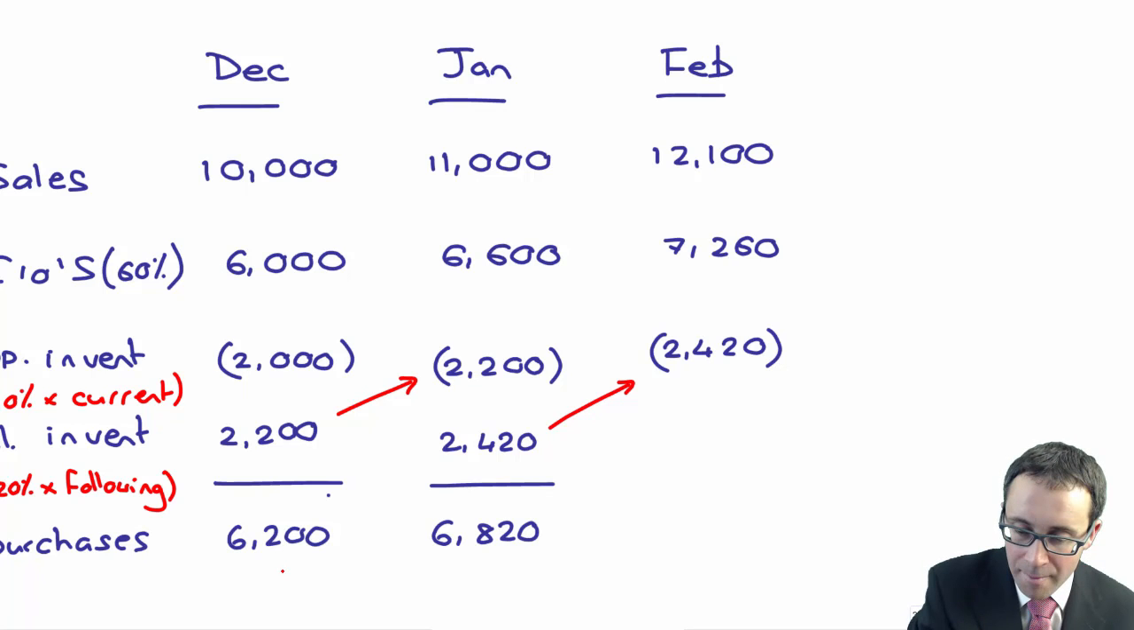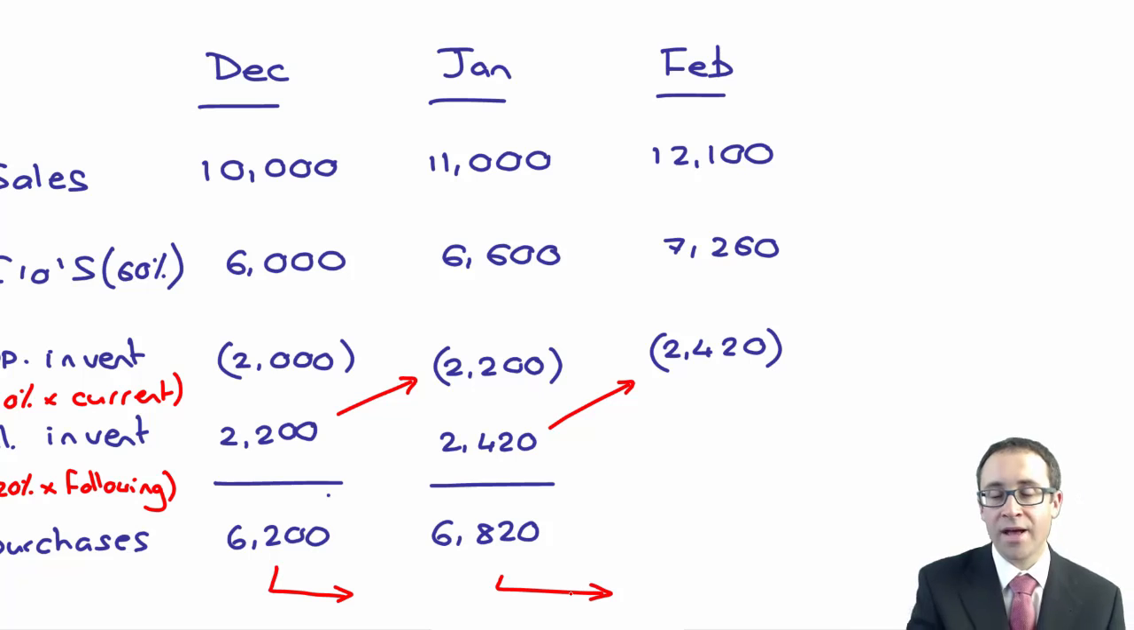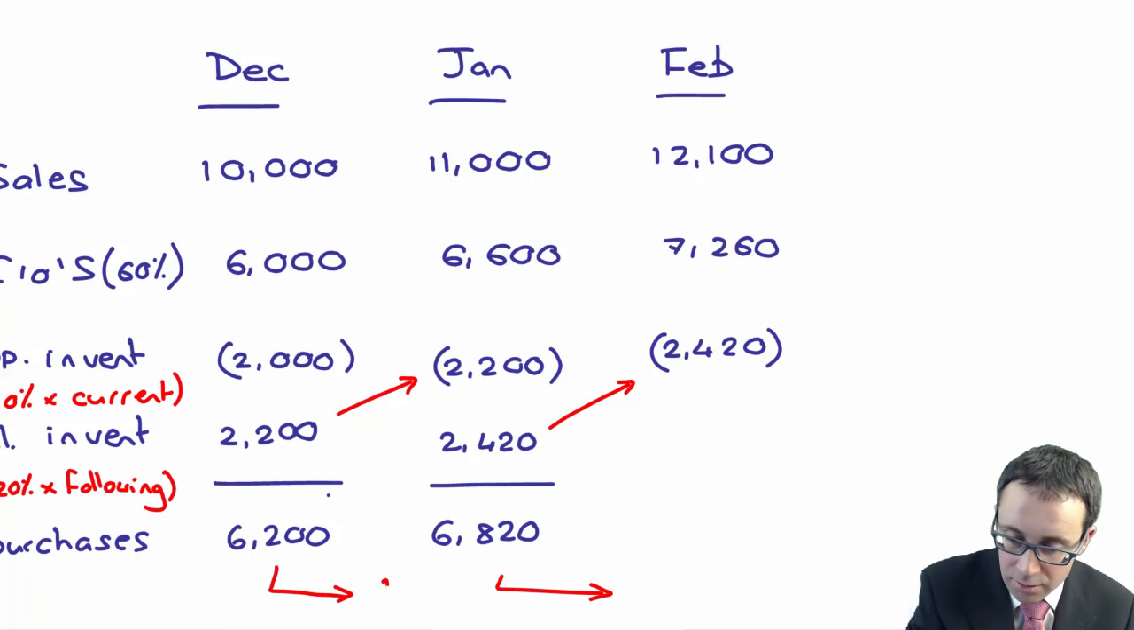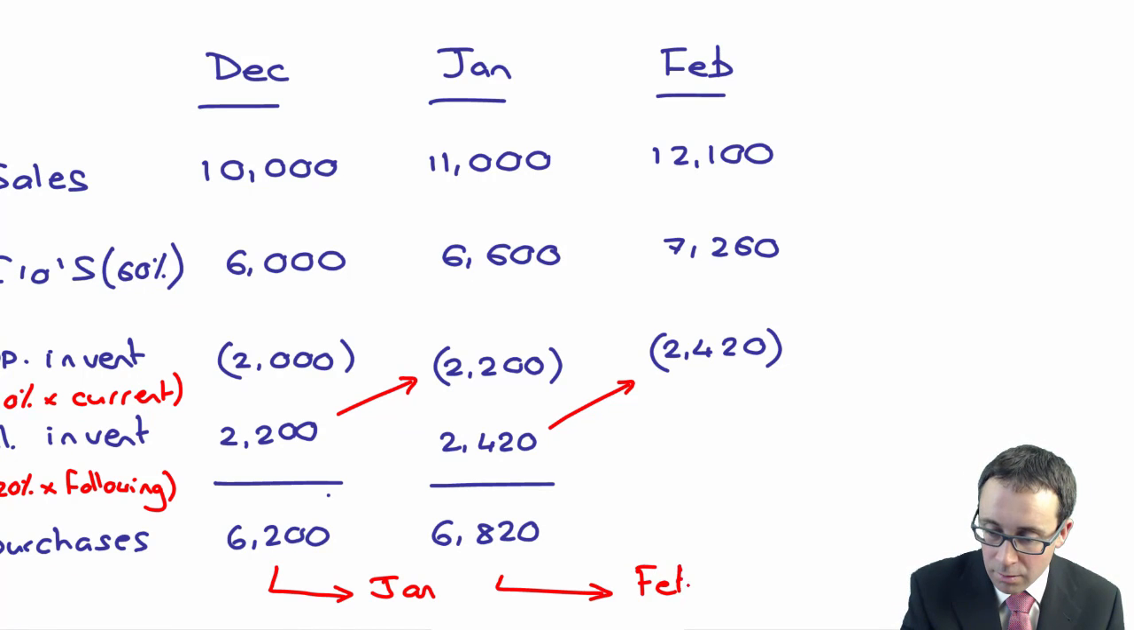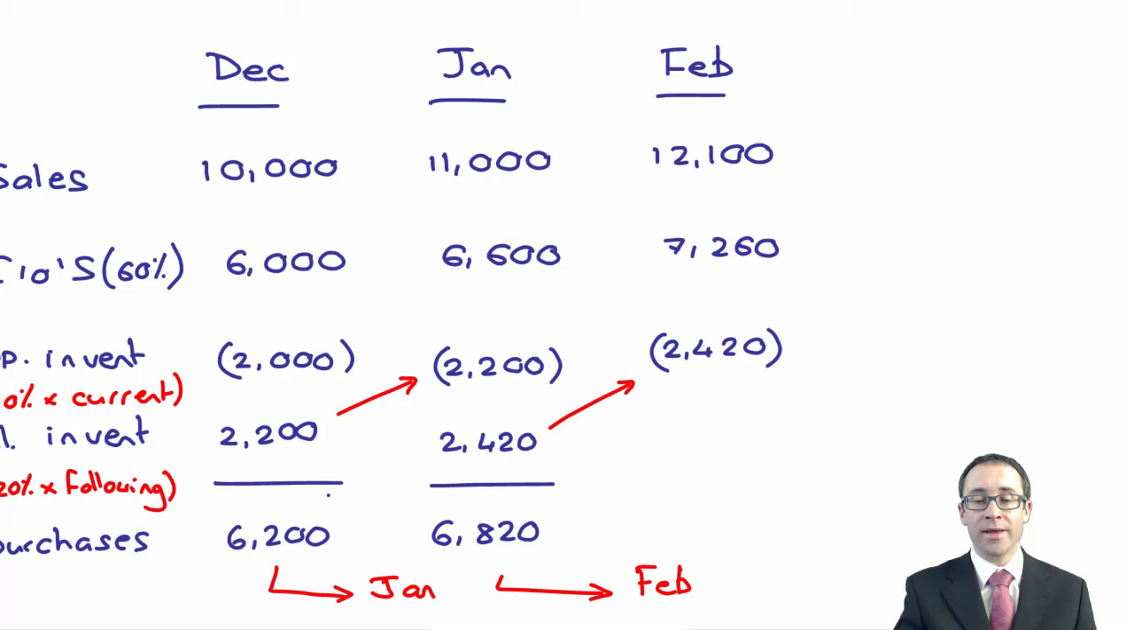Again, those figures are then paid in the following month. So whatever we've calculated as December's purchases will be paid in January, and January's purchases will be paid in February. Okay. Again, as they are outflows, make sure that you put them in brackets when you show them on your cash flow forecast. Okay. There we go.